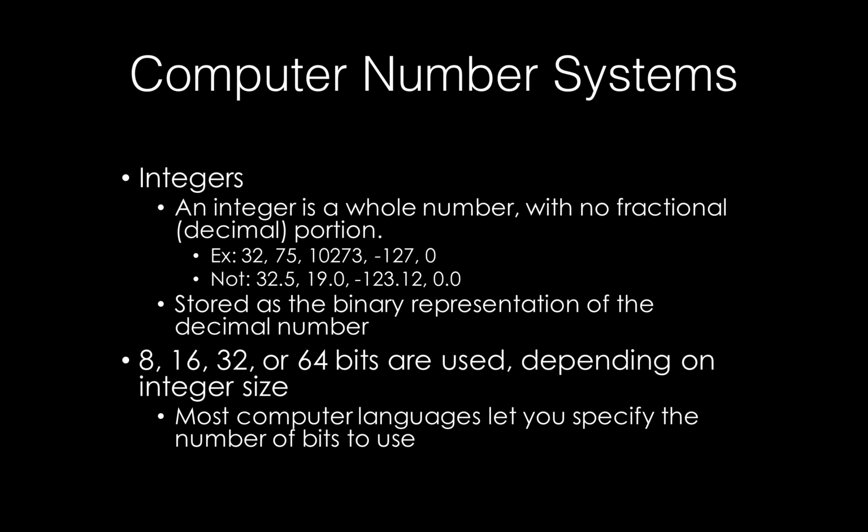Okay, so now we're going to talk a little bit about the representation of numbers in computers. An integer is a whole number with no fractional portion, like 32 or 75, and it's stored as a binary representation of the decimal number. 8, 16, 32, and 64 bits are used depending on integer size.